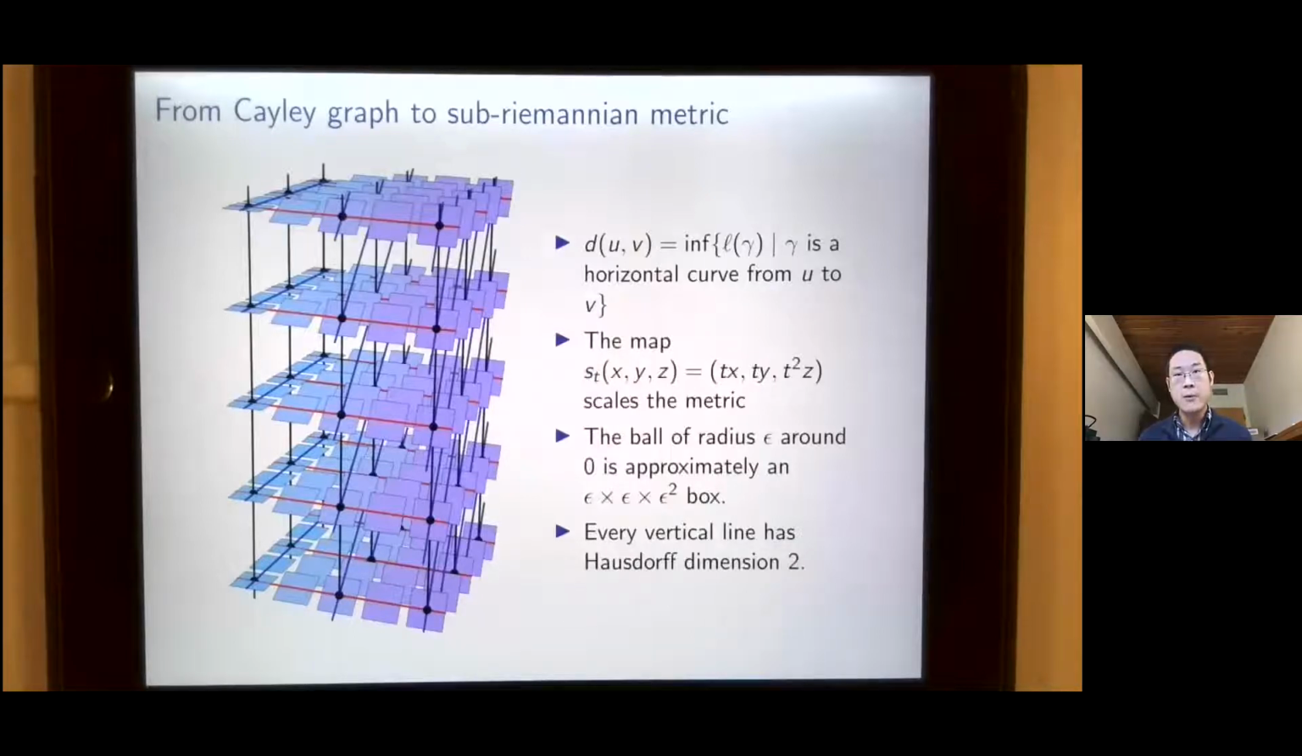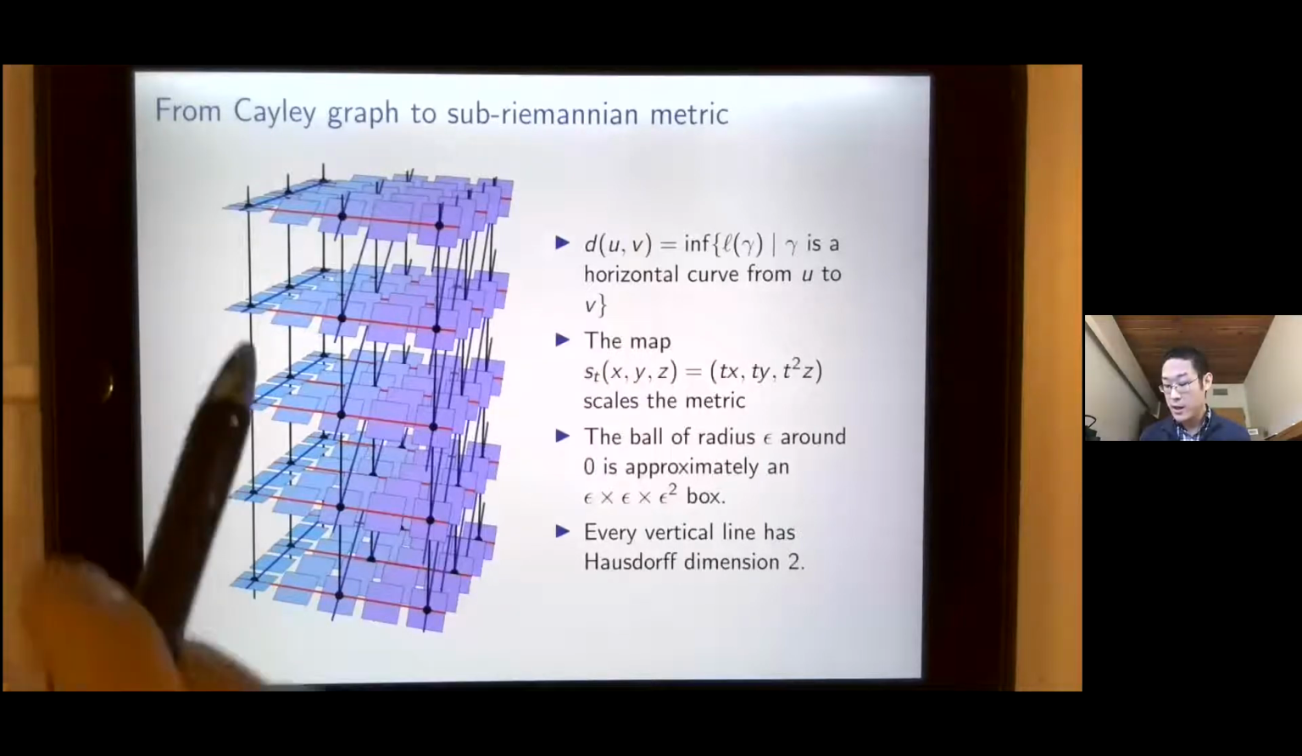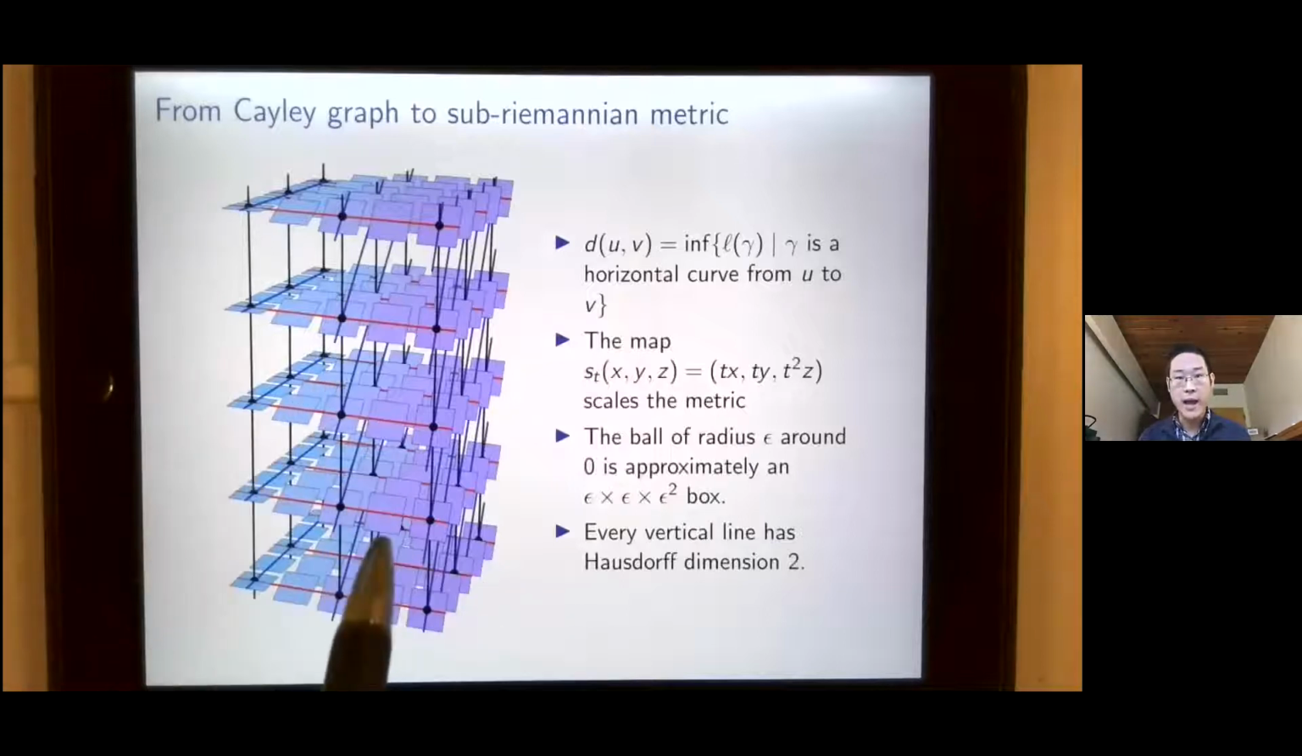And what that means is that this picture is not really very geometrically accurate. Because all these vertical lines have Hausdorff dimension 2 in the Heisenberg group, but we're drawing them as lines. We're drawing them as one-dimensional objects. We aren't seeing the real geometry of the Heisenberg group.